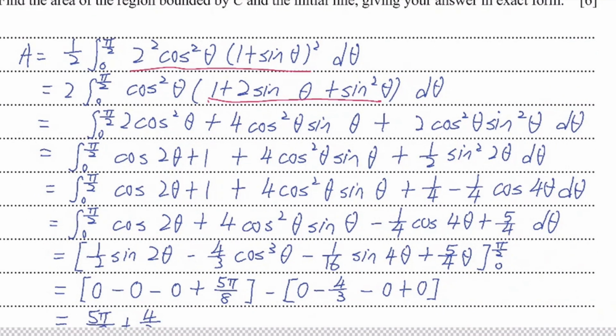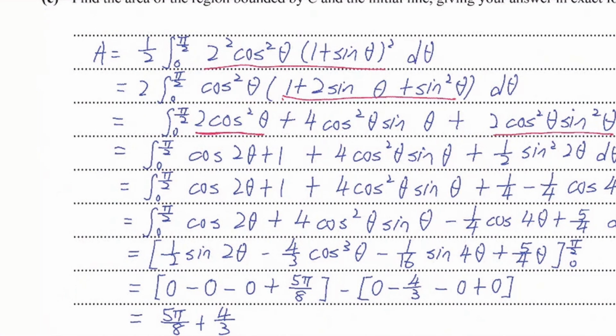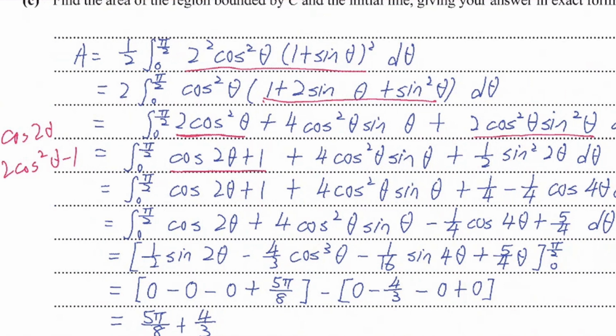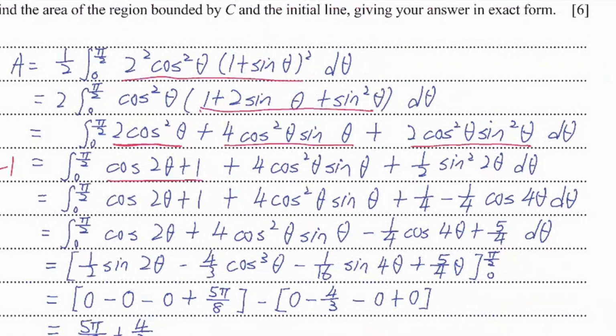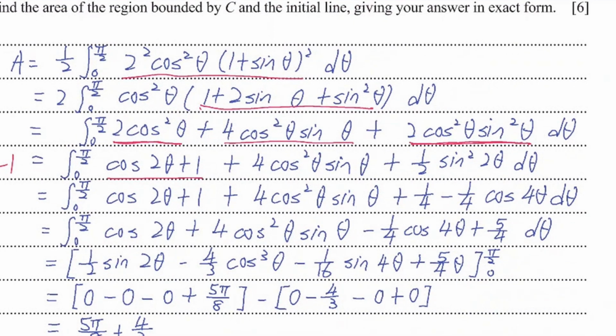Okay, so when we expand it, we got this kind of terms here. So we have got 2 cos square, then we've got like a cos square sine square here. Okay, for the first one, we are going to use the double angle formula. So cos 2 theta is 2 cos square theta minus 1. So something that we could integrate already. Okay, and then the next one, this one, 4 cos square sine, we will leave it there first, and we will see what happens.